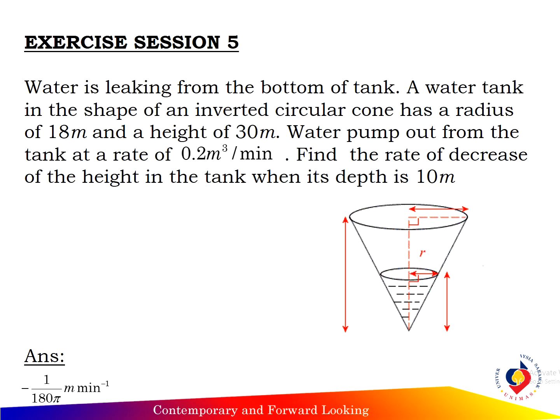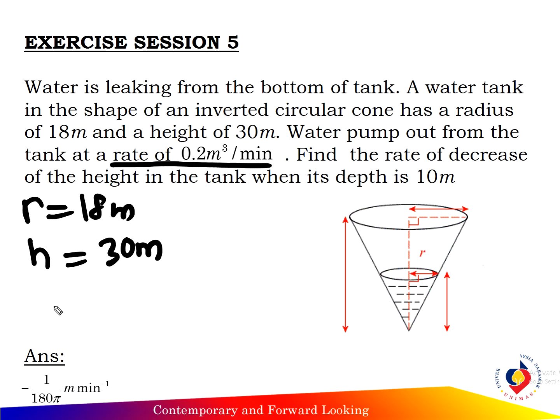Okay, exercise session 5. First you check the height and the radius of the inverted cone. So the height equals 18 meters, and the radius equals 18 meters, and the height equals 30 meters, yeah? Okay, and the rate here is 0.2 meter cube per minute.